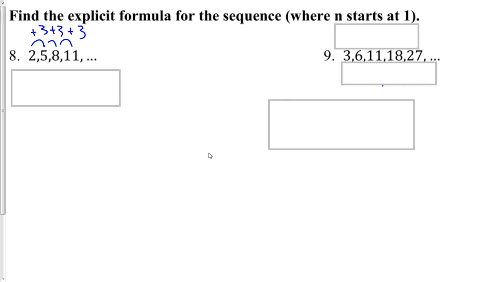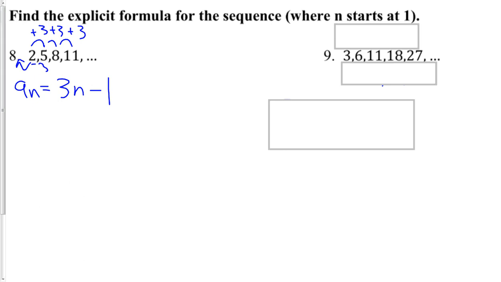Now where do we start at? Now a lot of people want to say 2, but it says we start with n as 1. So what you really have to do is go backwards one jump. So subtract 3 from that 2 to get 2 minus 3 is negative 1. And so our formula is a sub n is 3n minus 1.